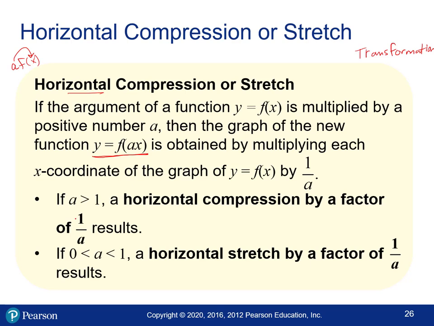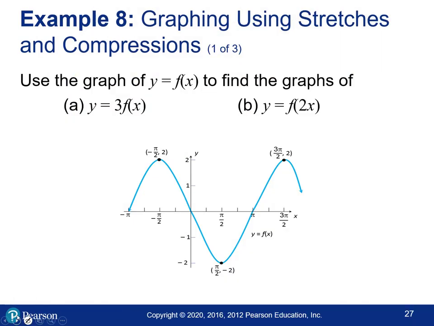And so two cases, just like with vertical. It's going to be a horizontal compression if a is bigger than 1, and you're going to be compressing by a factor of 1 over that number, so 1 over a. And then it's going to be a horizontal stretch if a is between 0 and 1, and it's going to be a stretch by a factor of 1 over a. So I'll show you an example on that one so you can see it. Let's do this, and then I'll have us go over to a graphing tool to make it a little bit more clear.